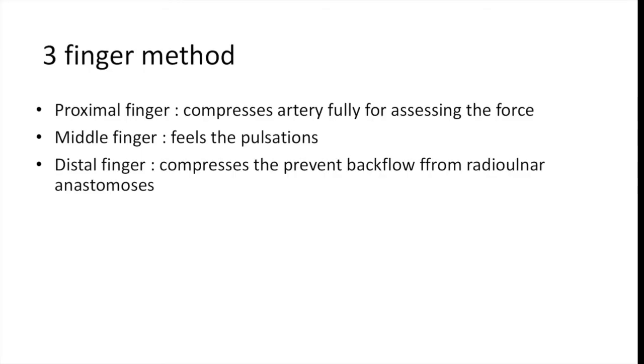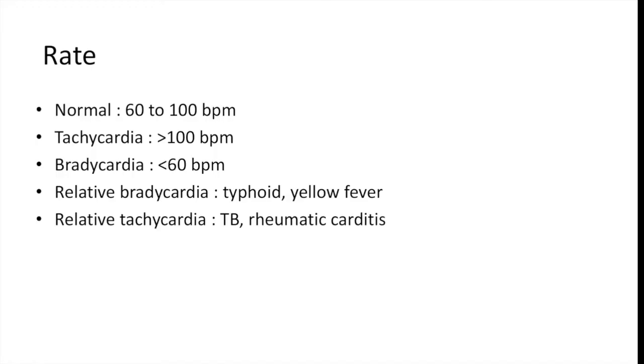So while palpating radial pulse, we have the three-finger method, where the proximal finger compresses the artery fully for assessing the force. The middle finger feels the pulsations and the distal finger compresses to prevent the backflow from radioulnar anastomosis.